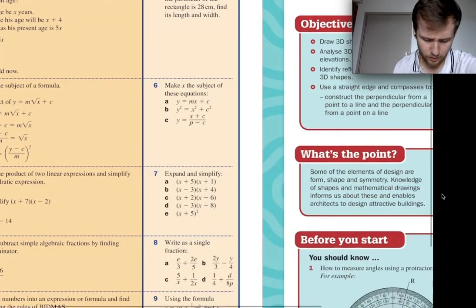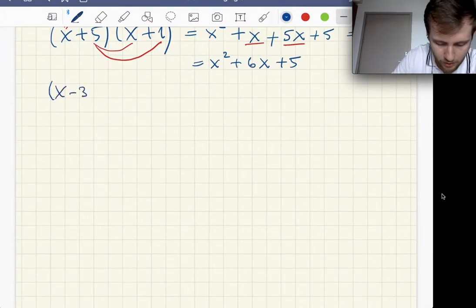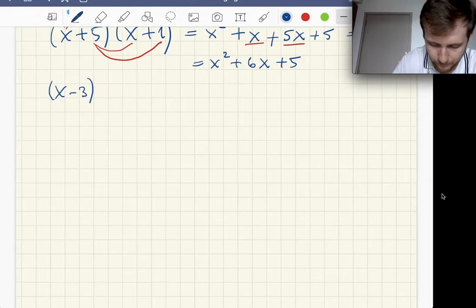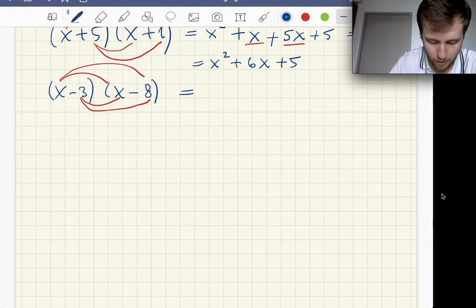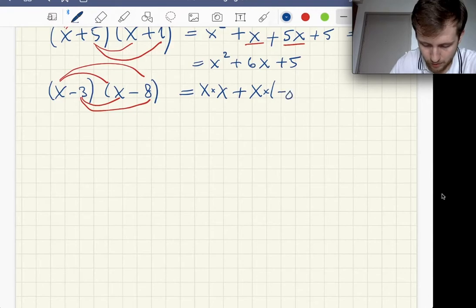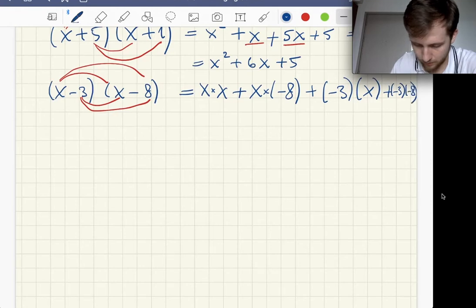Is there like a hard one? Not really. Okay, I will do just the one which is with minus. So x minus 3 times x minus 8. Here you have to be careful because it has minus in it, but it's still the same procedure. Okay, I will write it for you. First we do x times x, then we do x times negative 8, then we do minus 3 times x, and then we do minus 3 times negative 8.